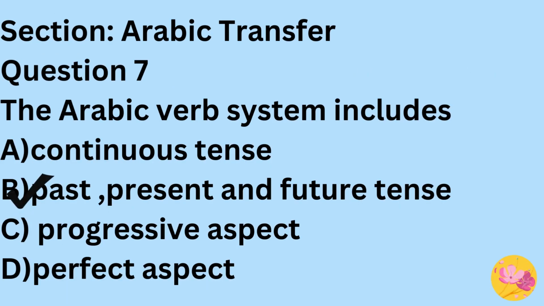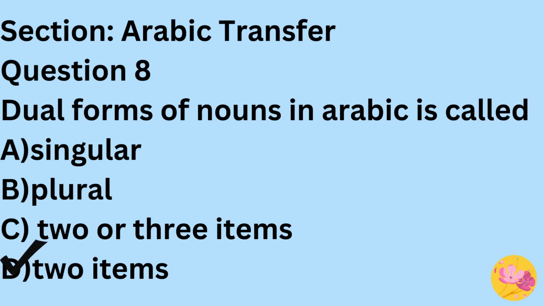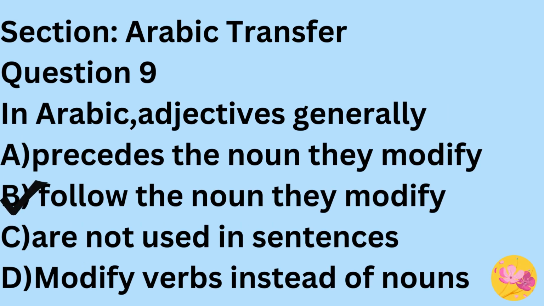So, question number 7. The Arabic verb system includes, as I said, the verb system is basically related to tense. So, past, present, and future tense. Question number 8. Dual forms of nouns in Arabic is called two items. So, we call it two items. We have dual nouns in Arabic. Question number 9. In Arabic, adjectives generally, yes, as we discussed earlier, follow the noun they modify. So, they will come after the noun.